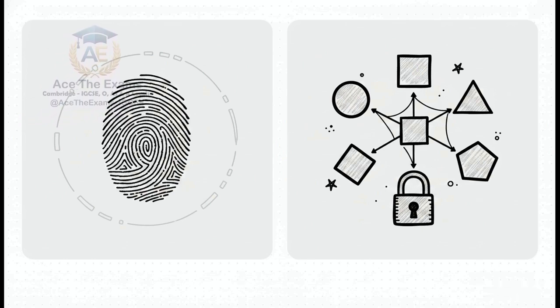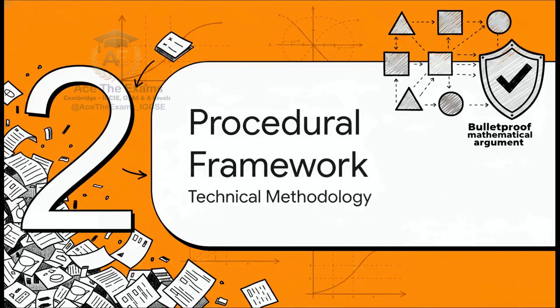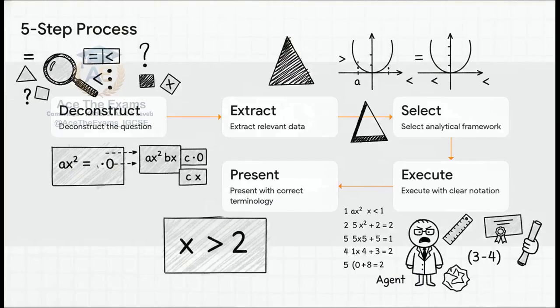A superficial answer is a mismatched fingerprint. A cross-topic conceptual argument is a locked-in, undeniable, airtight conviction. Section 2. Procedural Framework. Let's transition into the structural blueprint required to process this data. Let's move to the evidence board and see how this builds into a flawless methodology.